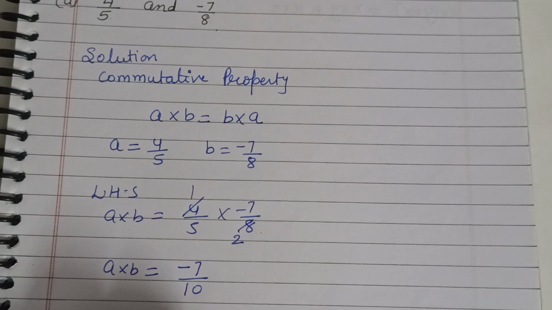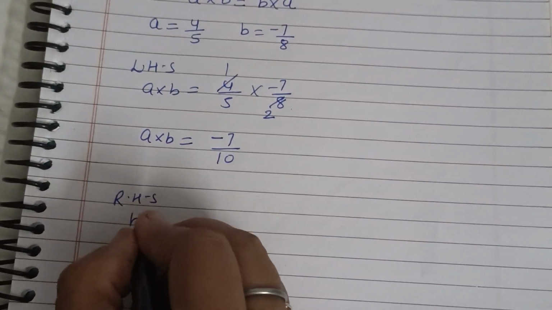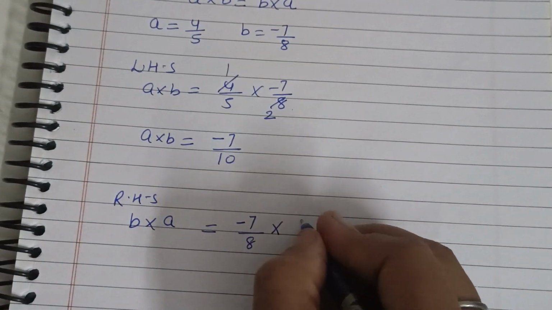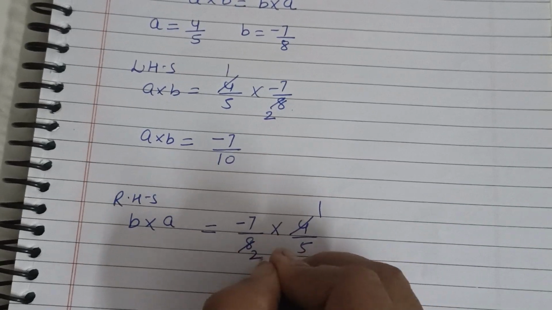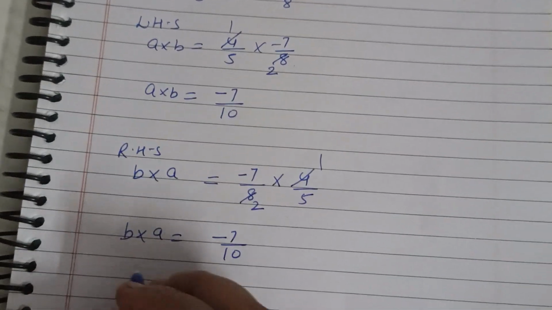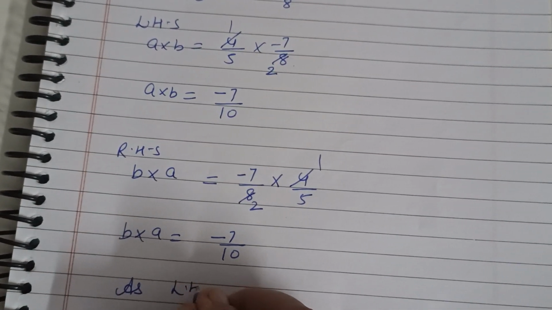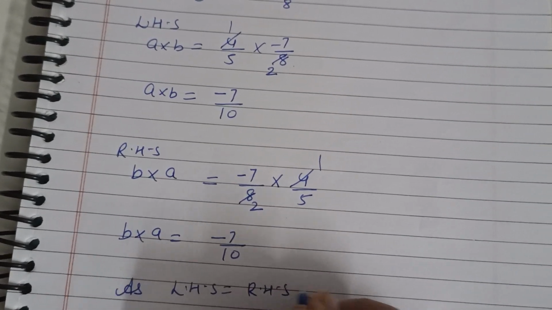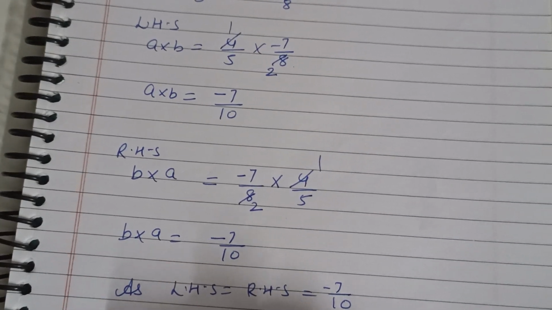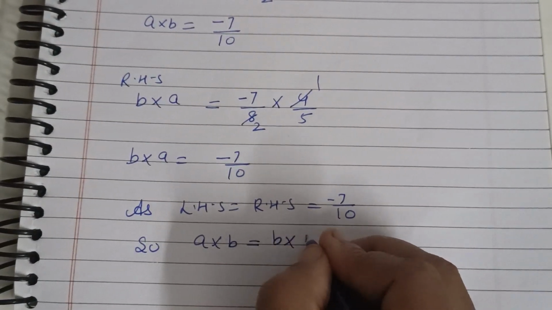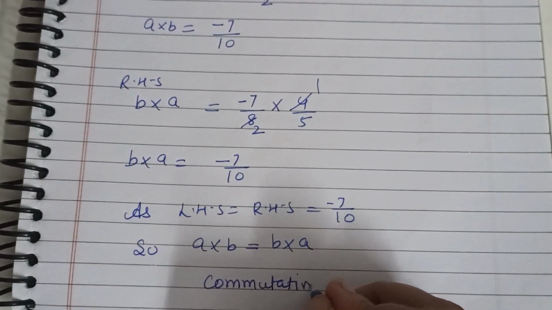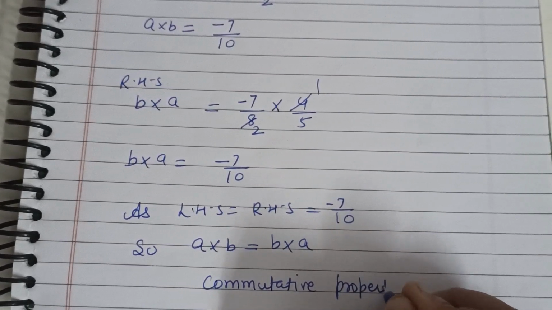Now pick the right hand side. What is the right hand side? B multiplied A. Now put the value of B, minus 7 by 8 multiplied 4 by 5. Again do the cutting. Again B multiplied A, you have got minus 7 by 10. Right? As LHS equals RHS equals minus 7 by 10. So A multiplied B is equal to B multiplied A. Which property is verified? Commutative property is verified, right?